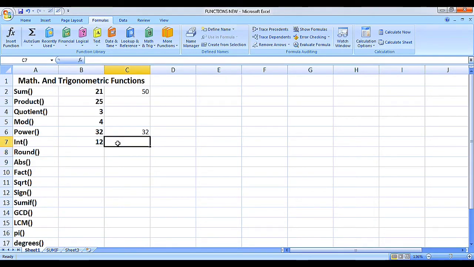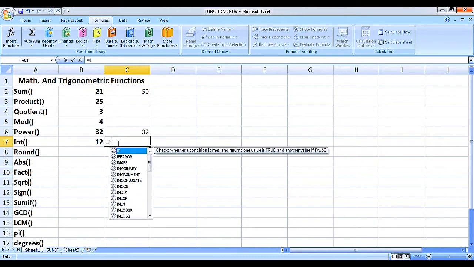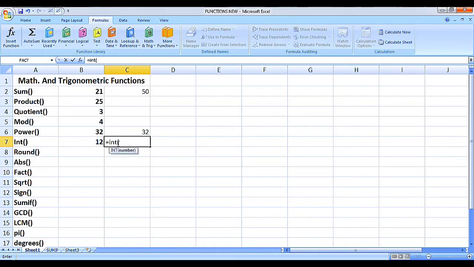If you write negative numbers, for example, equal to INT of minus 45.678. In this case, the nearest integer which is less than or equal to minus 45.678 is minus 46, not minus 45. So the answer is minus 46.